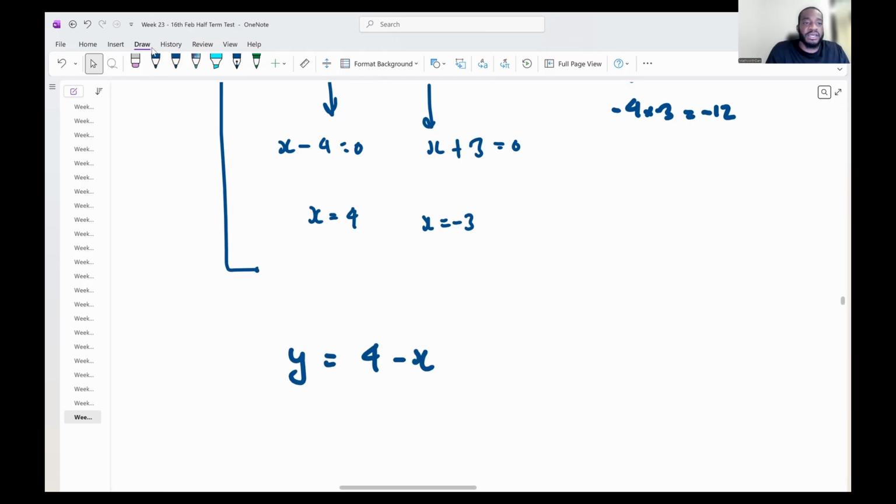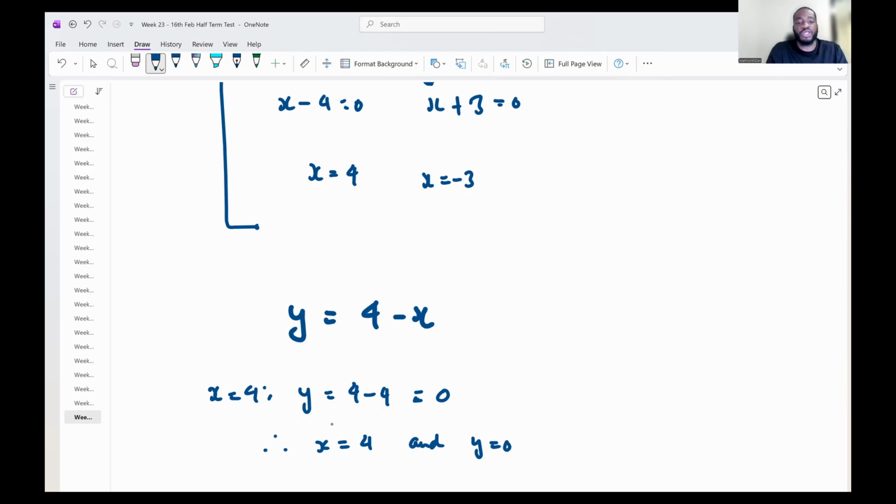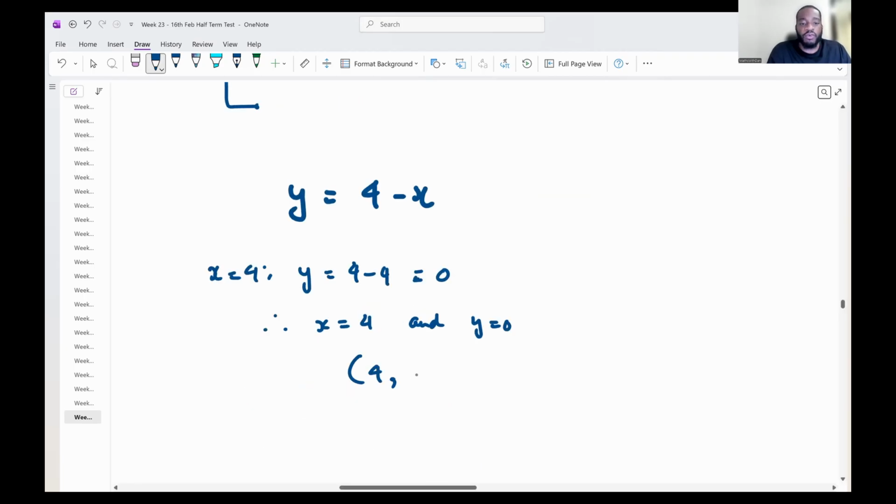So y equals 4 minus x, right? If x equals 4, then I'm going to have y is equal to 4 take away 4, which is equal to 0. So therefore, x equals 4 and y equals 0 is one answer. And you can actually write this as coordinates as well, 4, 0.